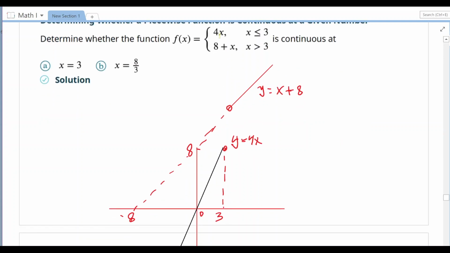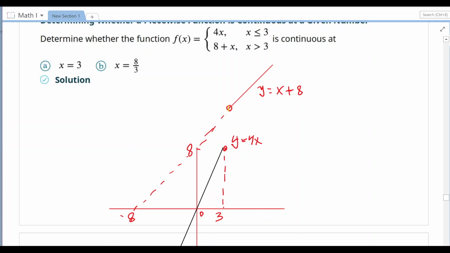So the function 4x is given here when x is less than or equal to 3. This is this black line here, y equals 4x. And then at x greater than 3, the function is 8 plus x. This is 8 plus x on this line here, starting from x greater than 3.